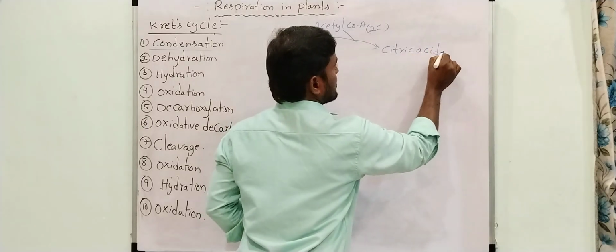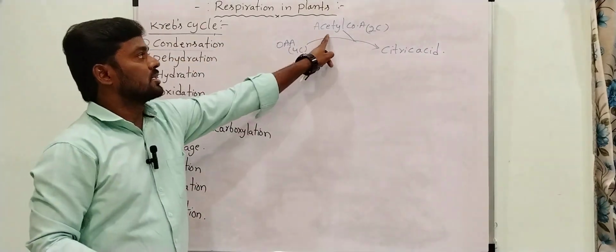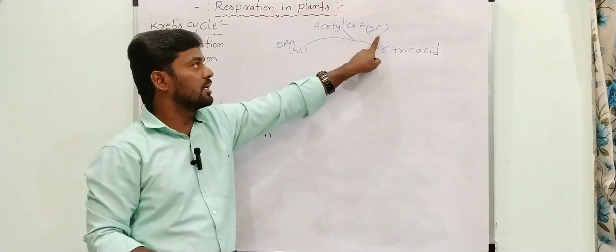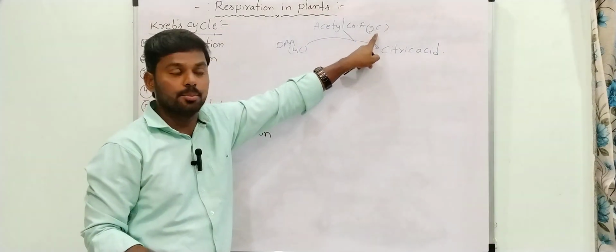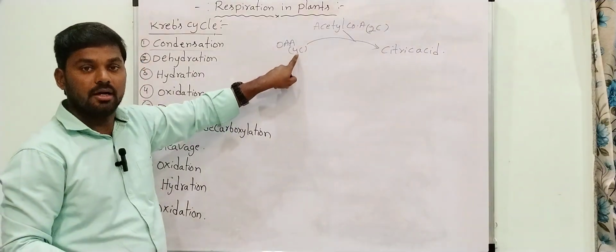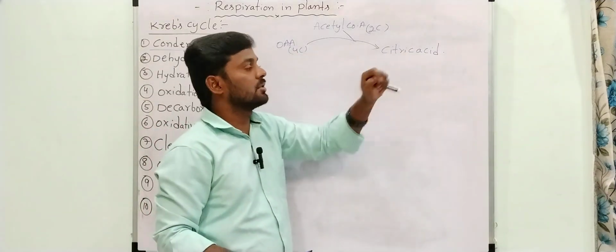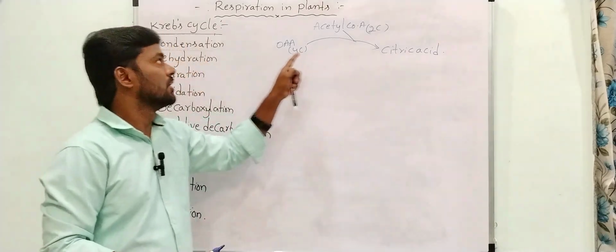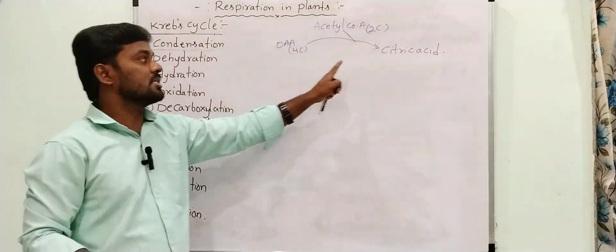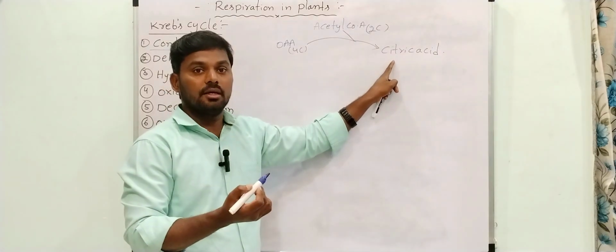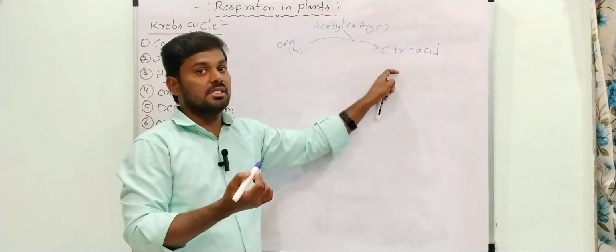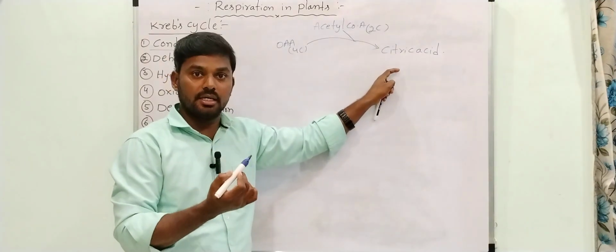Citric acid. Okay, acetyl coenzyme A. First, the Krebs cycle starts with acetyl coenzyme A. It is a 2 carbon compound. It is condensed with oxaloacetic acid to form citric acid. It is the first compound of the Krebs cycle. So this Krebs cycle is also known as the citric acid cycle. It is also known as the TCA cycle. TCA means tricarboxylic acid cycle.